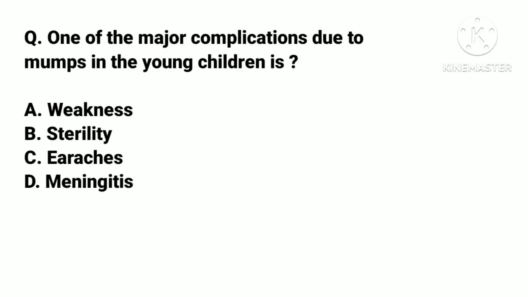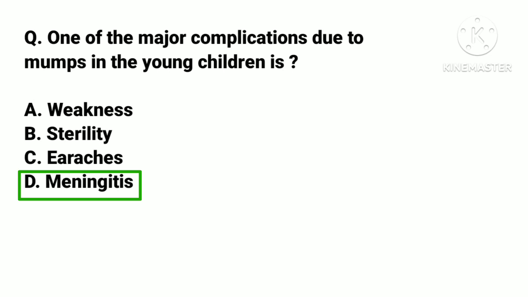One of the major complications due to mumps in young children is: A. Weakness, B. Sterility, C. Earaches, D. Meningitis. And the correct answer is D.